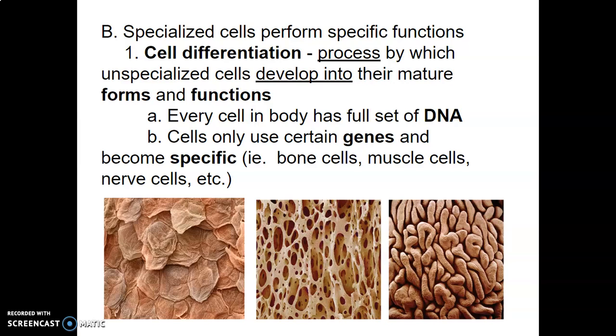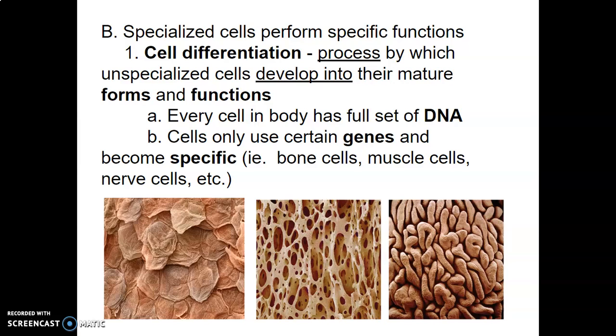And this new cell that comes up, it may not be specialized right away, but it does have a full set of DNA. Now, from that, it will specialize. It'll become, whether it's a muscle cell or a nervous cell or a skin cell, all these different things. Now, every cell has a full set of DNA, but it only uses certain genes and then becomes specific.